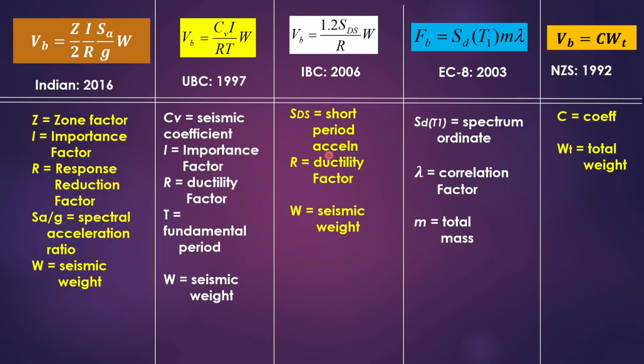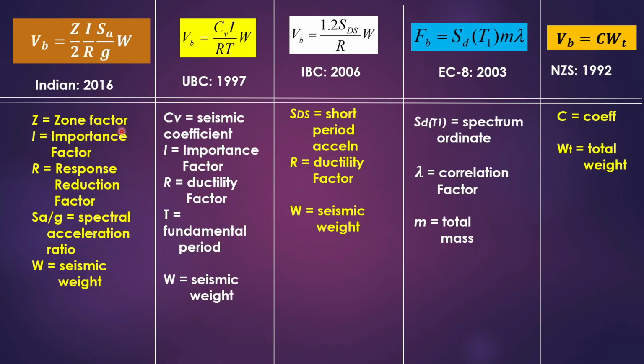But before going to the genesis of the base shear formula, let us see the base shear formulae available in some standard international codes. So here is the Indian code, VB equal to Z by 2 into I by R into SA by g into W. The UBC code has a very similar pattern, but with a little modification. R is common, here T is the fundamental period, CV is a constant, I is again the importance factor. So in this Indian code, let me read out the different parameters.